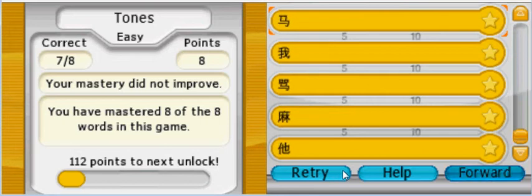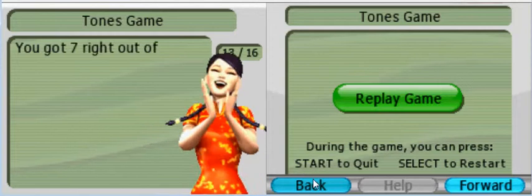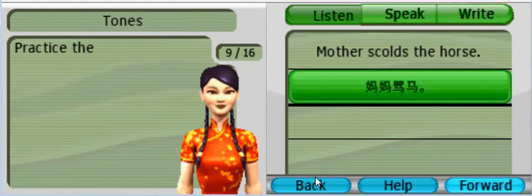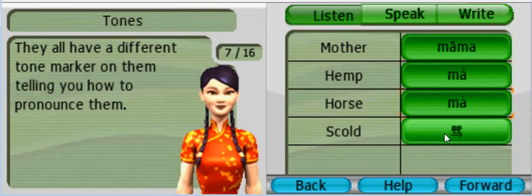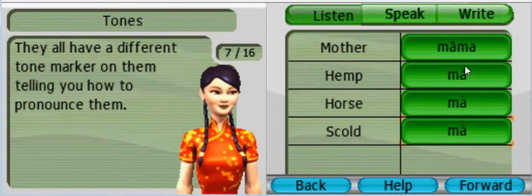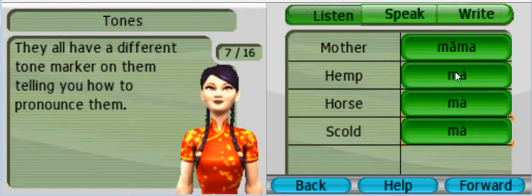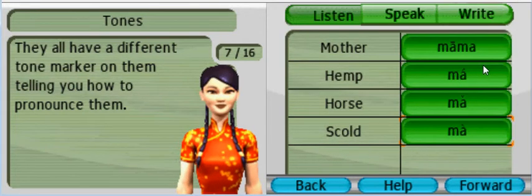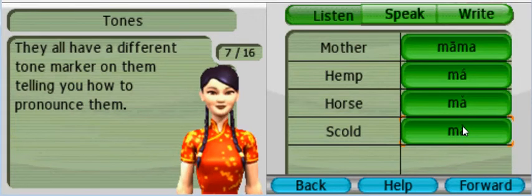Okay, there's something that seems to be working a little bit better. I just want to go back. Alright, let's go back to the tones. Alright, here we can see the tones. The way I understand it is that this one, you say the sound longer, like ma, for like 2 or 3 seconds, and this one, ma, it's like a fraction of a second. That is how I understand it.